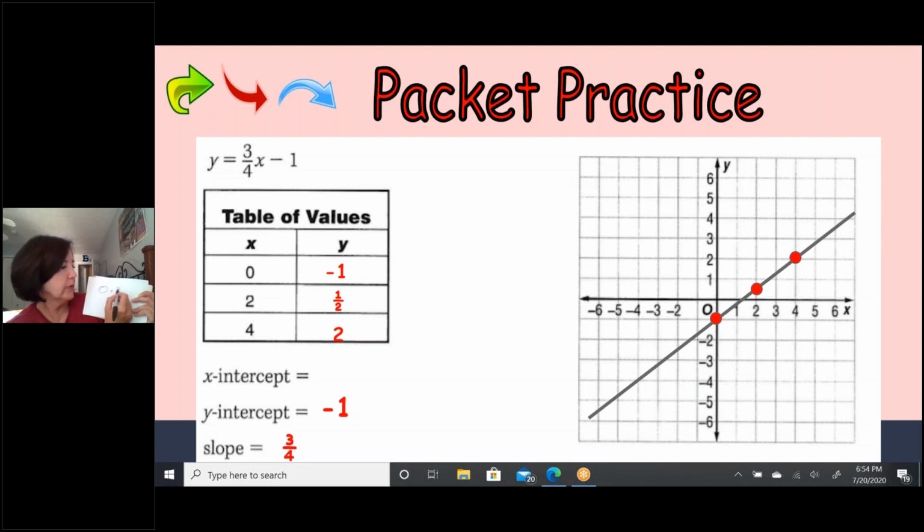So our Y value is 0 equals 3/4 X minus 1. And now we need to solve for whatever X is, because that's going to be where our line crosses the X-axis. Add 1 to both sides. That's going to cancel. So 1 equals 3/4 X. So now I need to divide both sides by 3/4. Okay? And 1 divided by 3/4 is the same thing as 1 times 4/3. It's going to leave us with X. So X equals 4/3, which is the same thing as 1 and 1/3.